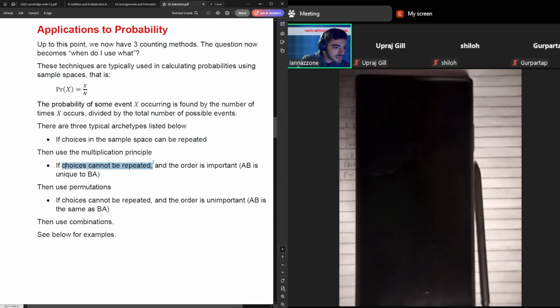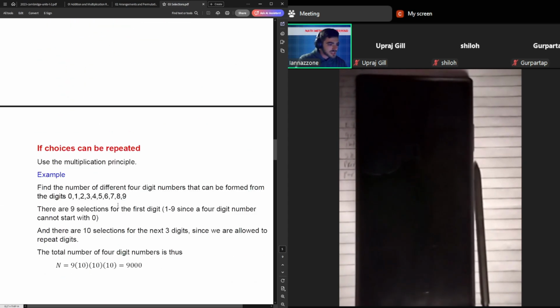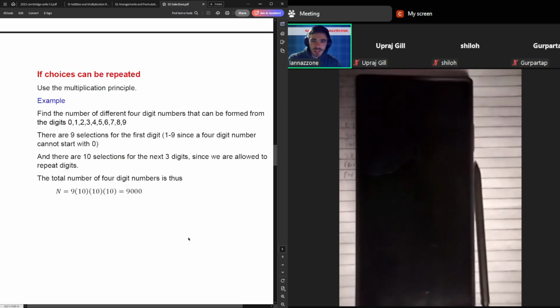On that note, if your choices cannot be repeated, so they are decrementing, and the order matters, so AB being different to BA, or 12 being different to 21, then you would use permutations. If choices still cannot be repeated and the order doesn't matter, so that was like the team's example, then you would use combinations or selections. Those mean the same thing. We're just going to see a few examples of this. Kind of hard to talk about that high level, but those are the main sort of things I'd be considering when choosing which technique to use.